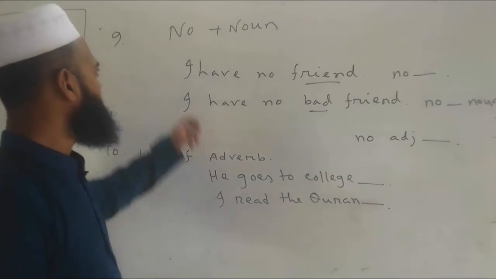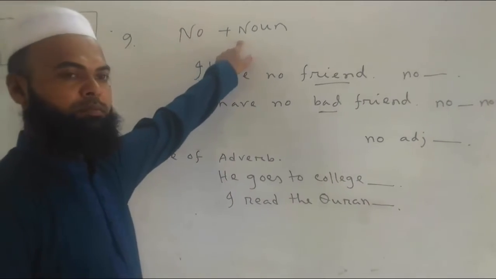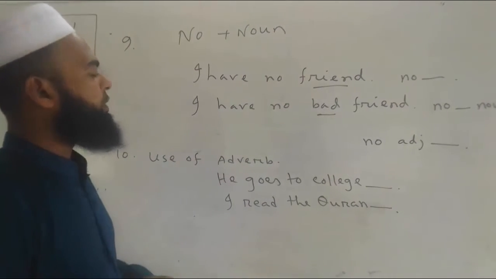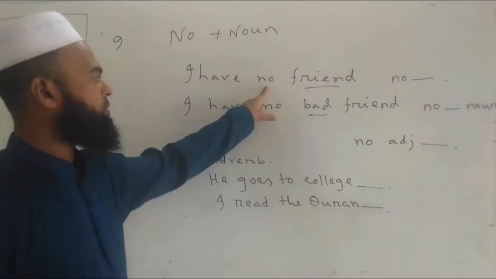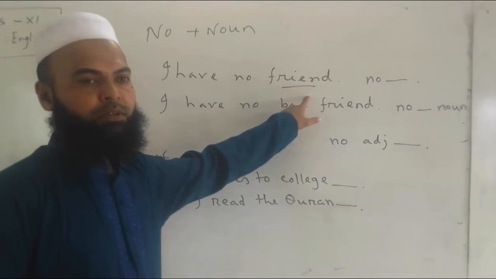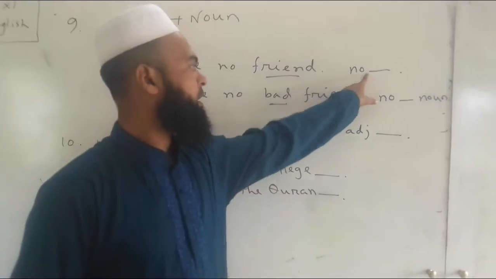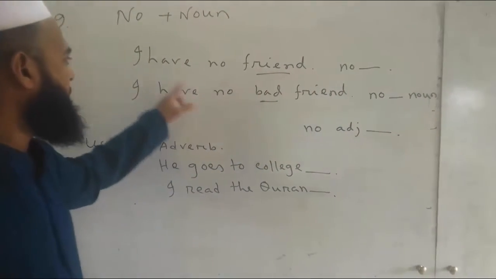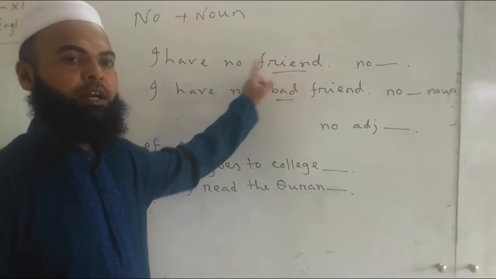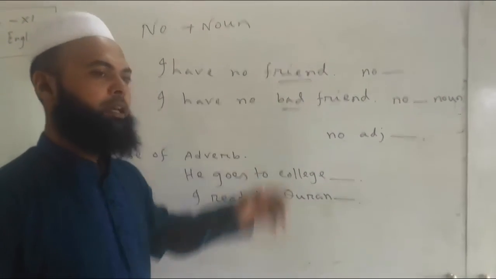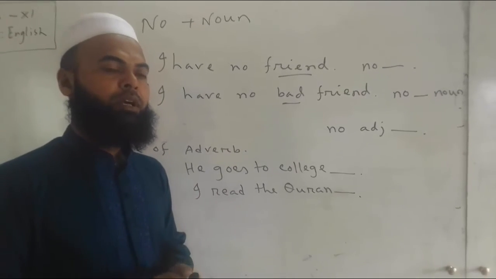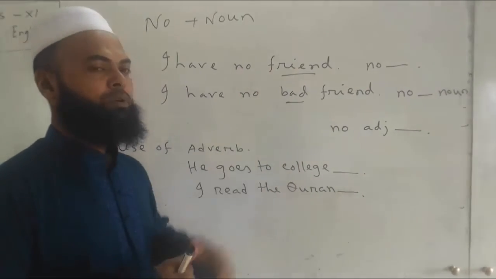Next point is no plus noun. When you find a gap after "no," you will write a noun. For example, I have no friend. I have no car. I have no bench. I have no duster. I have no shirt. So you see, after "no," you find a noun.